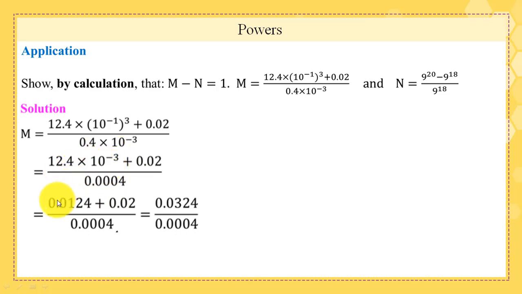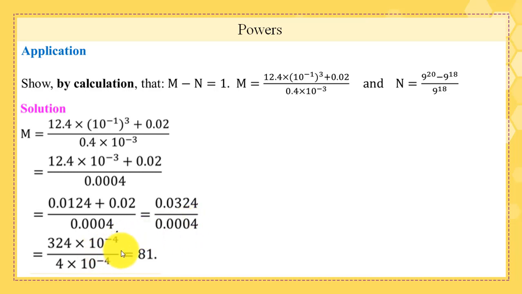So 12.4 times 10 to the power minus 3 equals 0.0124. Then we add 0.0124 and 0.02. And we get 0.0324 in the numerator and 0.0004 in the denominator. Thus, m equals 0.0324 over 0.0004. Now, we remove the decimal points from the decimal numbers. So 0.0324 equals 324 times 10 to the power minus 4.